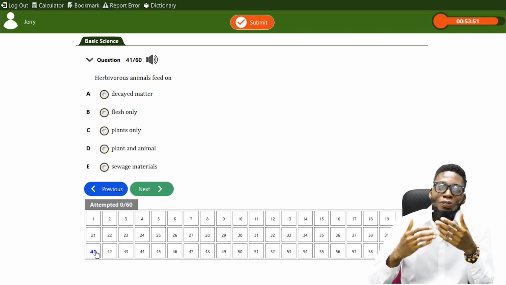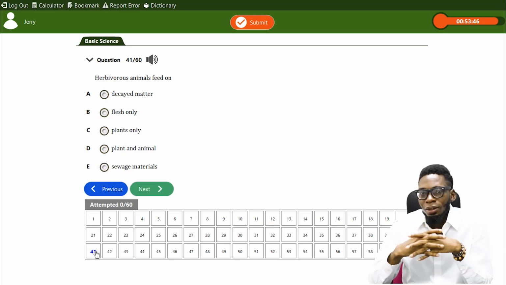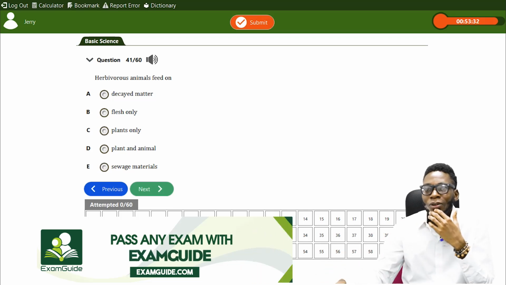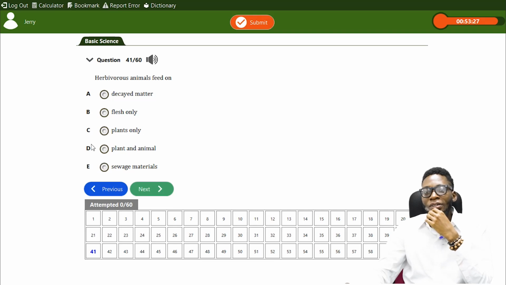The next question from my exam guide is, herbivorous animals feed on. Option A, decayed matter. B, flesh only. C, plants only. D, plant and animal. E, sewage materials. From our lesson, C is the correct answer, and C says plants only. Herbivorous animals feed on plants only. That is the correct answer.